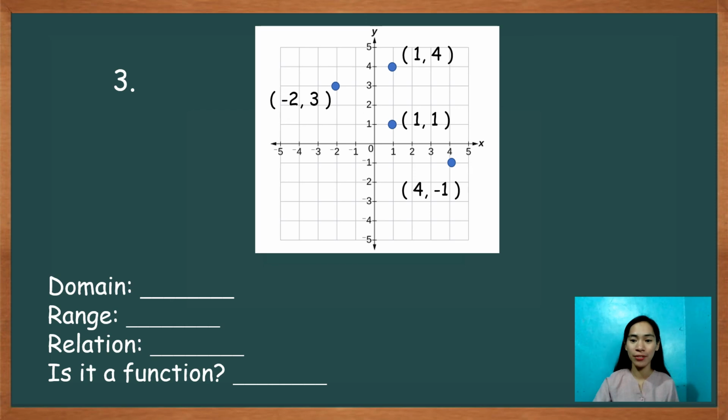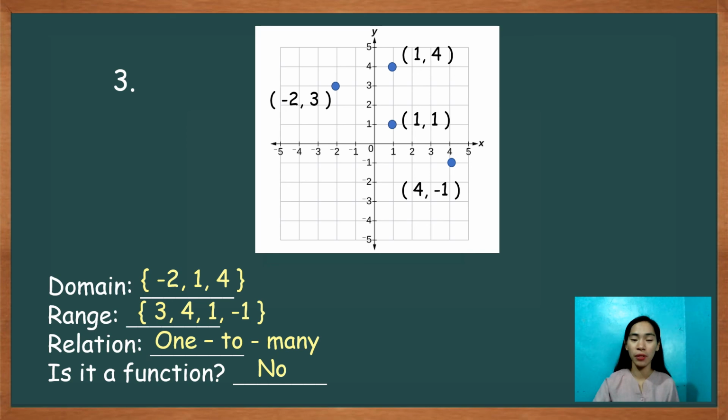Next, number 3. The given is the graph. The domain is -2, 1, 4. The range is 3, 4, 1, -1. And the relation is 1-to-many. Is it a function or not a function? No, it's not a function. And also using a vertical line test, it intersects 2 points in a vertical line.